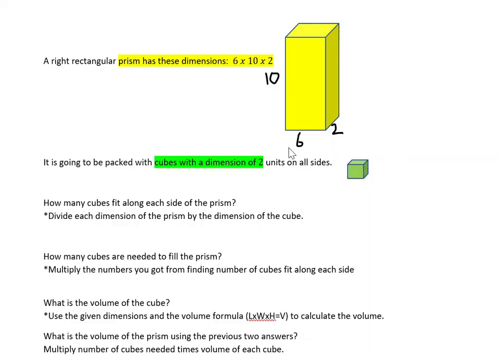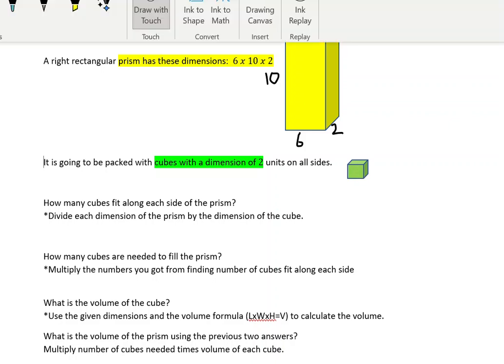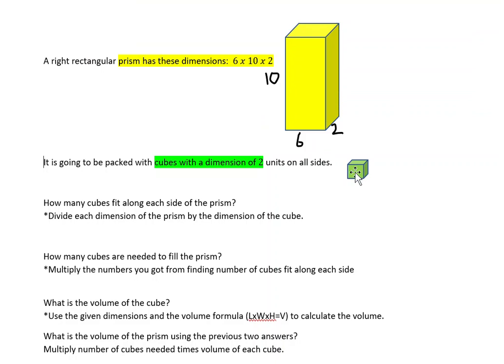If you start with your shipping box, your right rectangular prism, and it has dimensions of 6, 2, and 10, and you want to pack it with cubes that have a dimension of 2 units, there's more than one way to approach this problem. We could start by seeing how many of these cubes will fit on each side of the right rectangular prism.